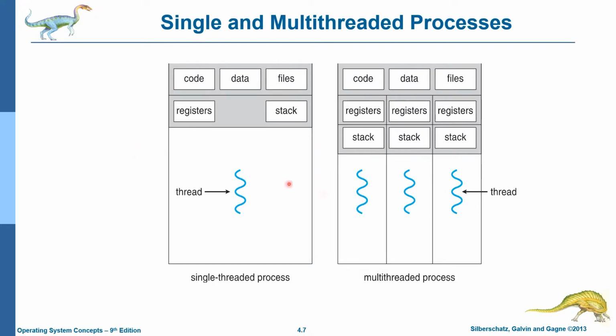So the important piece to take away, though, is that there's a program counter associated with each thread, as well as the registers and stack. And that allows the CPU to execute that flow of control over the code segment, because the code segment is shared between all threads within the same process.